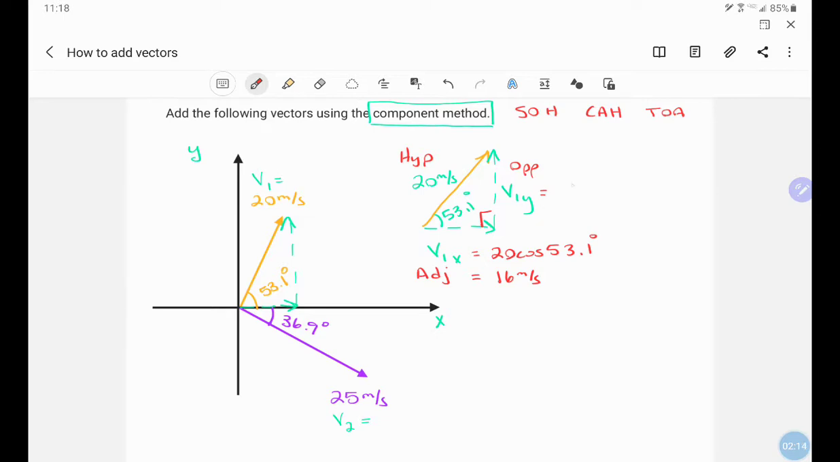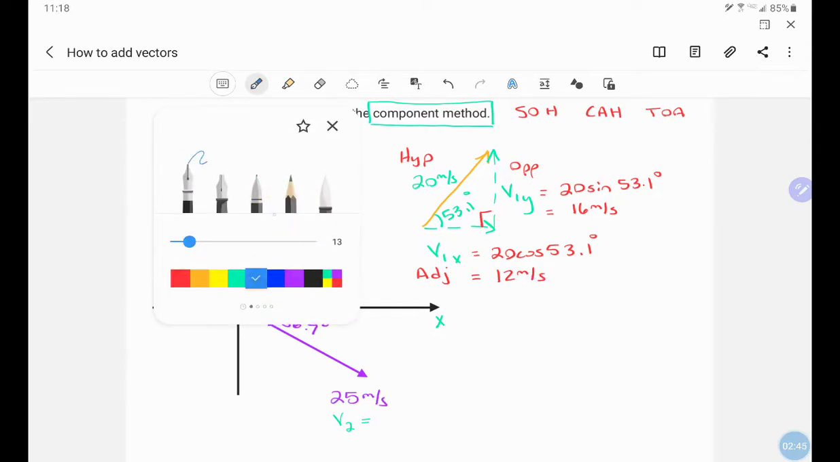And for Vy, that is going to be 20 sine of 53.1 degrees. 20 sine of 53.1 is actually 16. My apologies, guys. I looked at my notes wrong. 20 cosine of 53.1 degrees is 12.